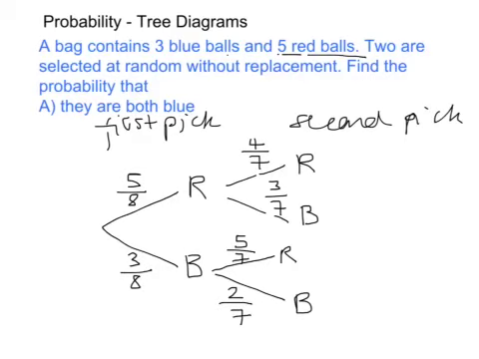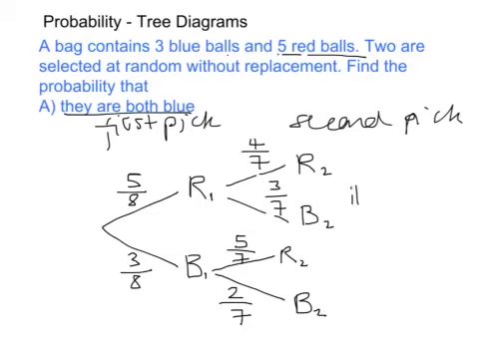Now, to differentiate between the first pick and the second pick, if you pick red the first time, it's R1, and if you pick blue the first time, it's B1, and then that's going to be R2, B2, R2, B2. And here we're looking for the probability that they are both blue.